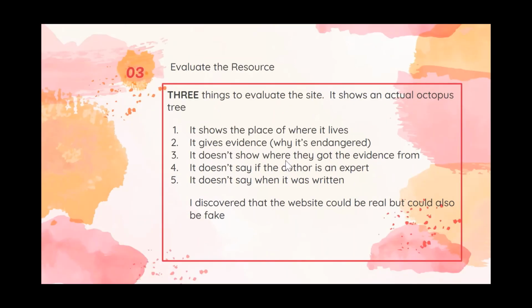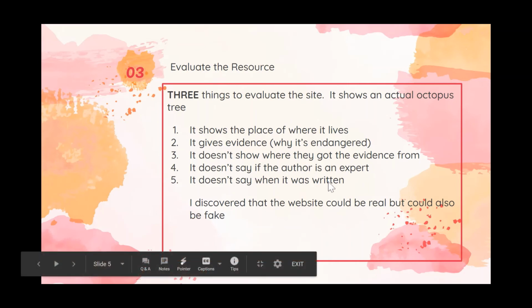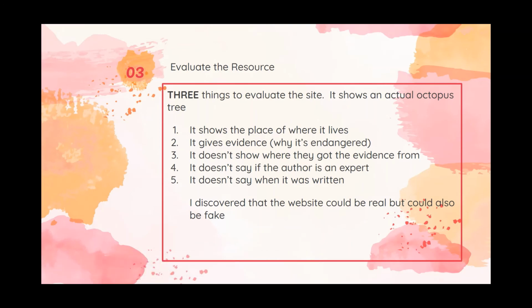So let's evaluate the resource. So 3 things to evaluate the site they put down. It shows an actual octopus tree. It shows the place of where it lives. It gives evidence, so why it's endangered. It doesn't show where they got the evidence from, though. It doesn't say if the author is an expert, and it doesn't say when it was written. So the person discovered that the website could be real, but could also be fake. So it seems real, but it also could be fake because it doesn't list a number of things.